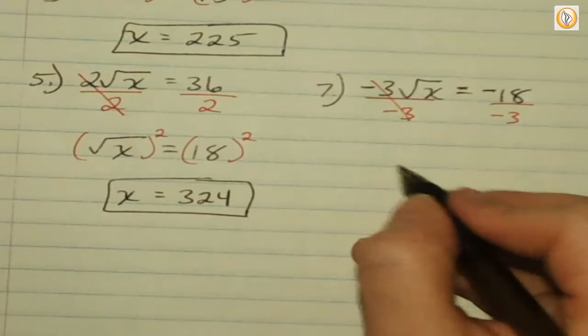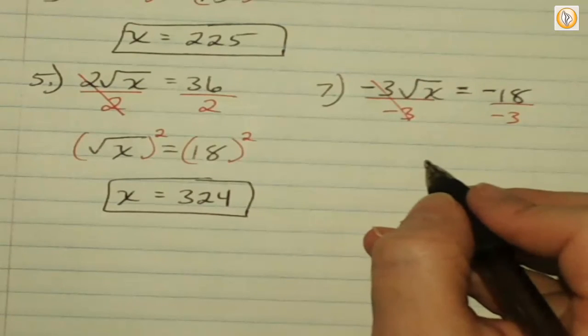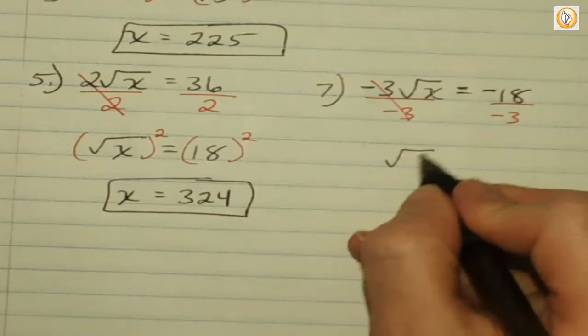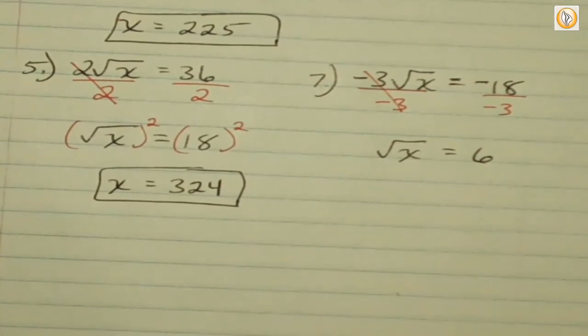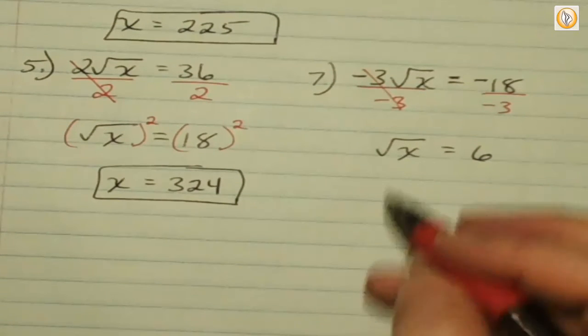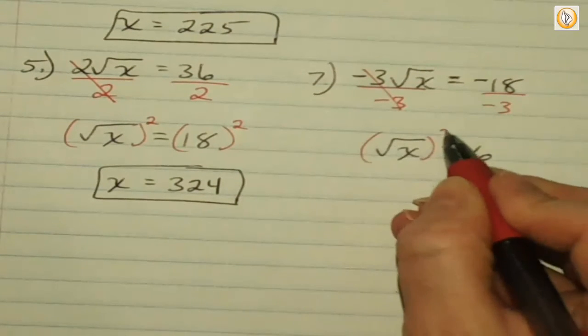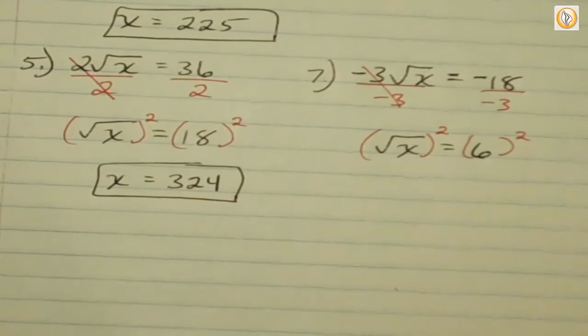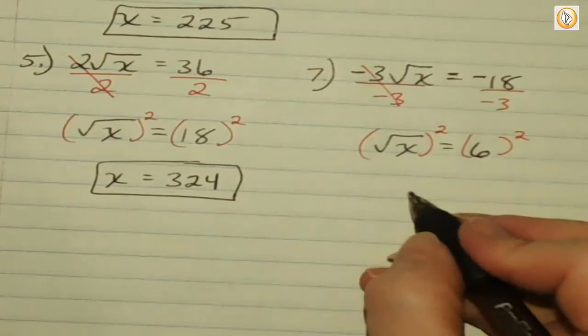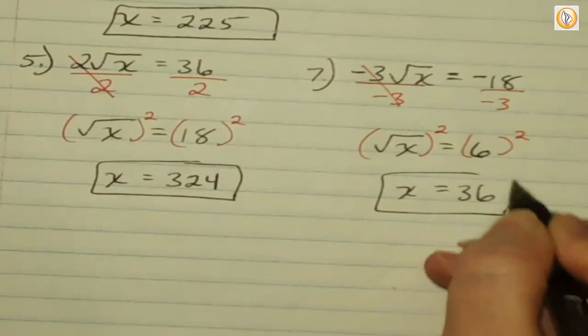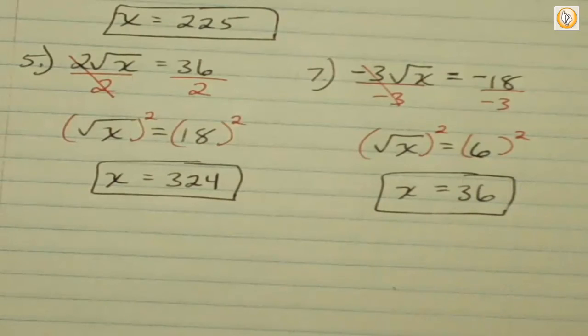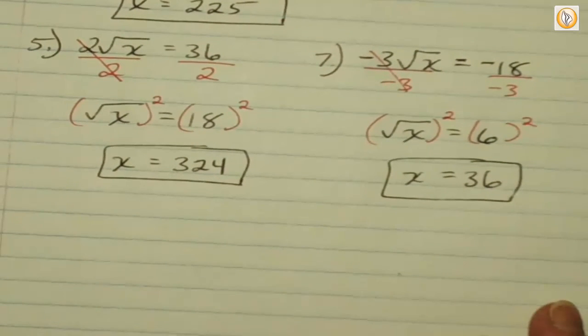I just write 6 over here? Do I write anything here? Radical x equals positive 6. Now what do I do? Square both sides. Now what do I write? Very good. Any questions?